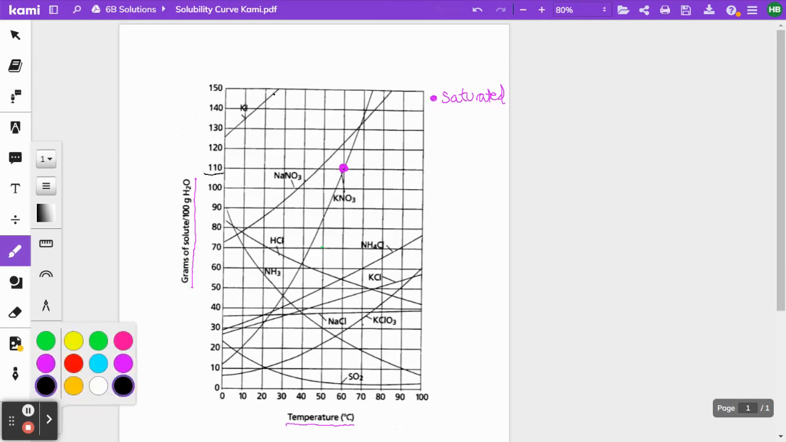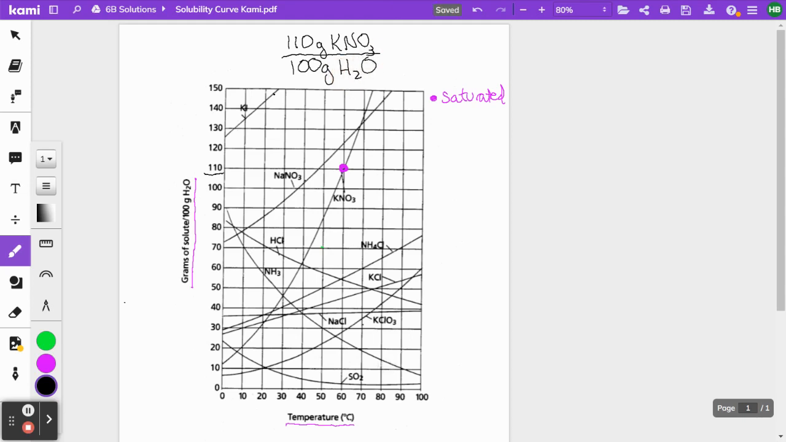So here's how we write this. This is going to be a ratio. So how you're going to read this is you're going to say 110 grams of KNO3 dissolves in 100 grams of water. That's what you read off of that. That 100 grams of water is important because the more water you have, the more will dissolve. The less water you have, the less will dissolve. So both parts of these are important.